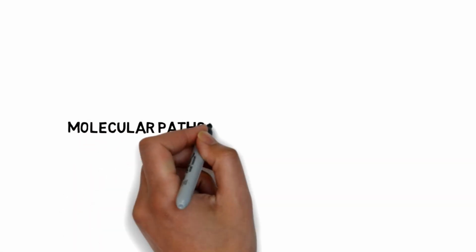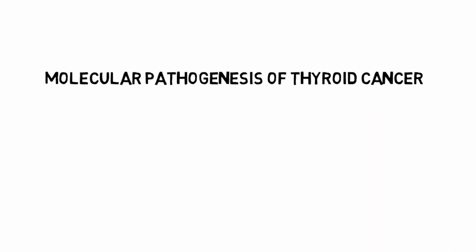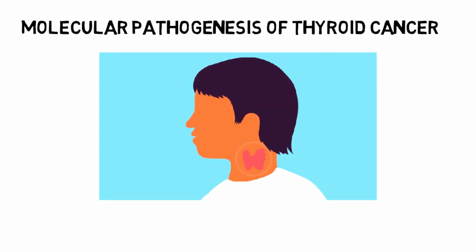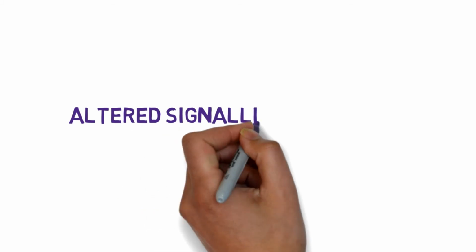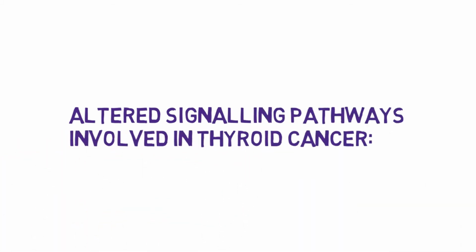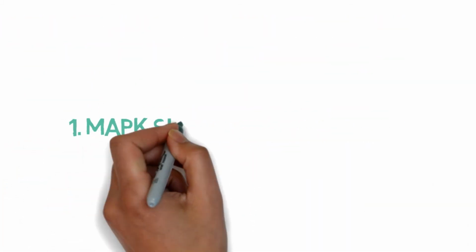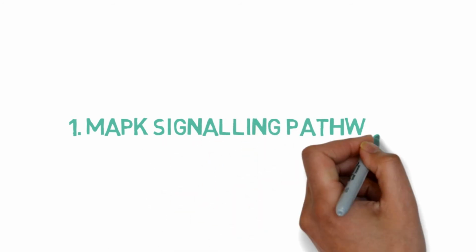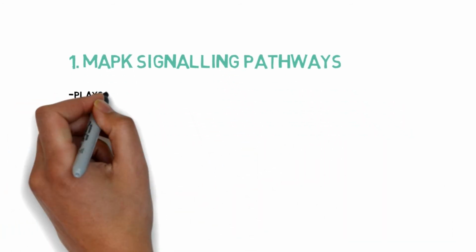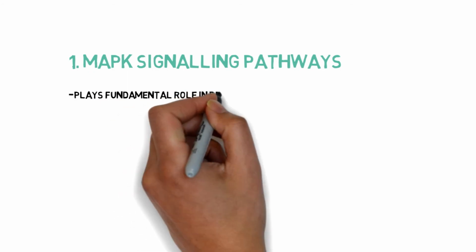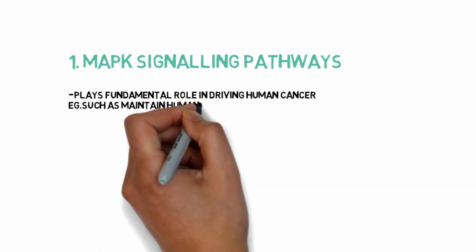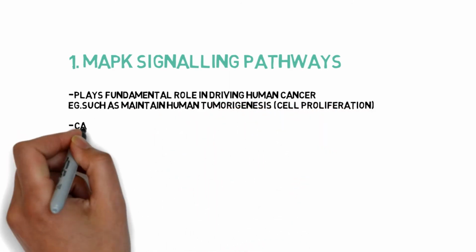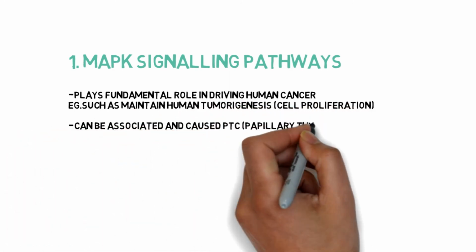Molecular pathogenesis and mechanism of thyroid cancer. Thyroid cancers can be majorly due to genetic and epigenetic alterations of several signaling pathways. The altered signaling pathways involved in thyroid cancer are, firstly, the MAPK signaling pathway. This pathway plays a fundamental role in driving human cancer, such as maintaining human tumorigenesis, which is cell proliferation. This pathway can be associated with and cause PTC, papillary thyroid cancer.